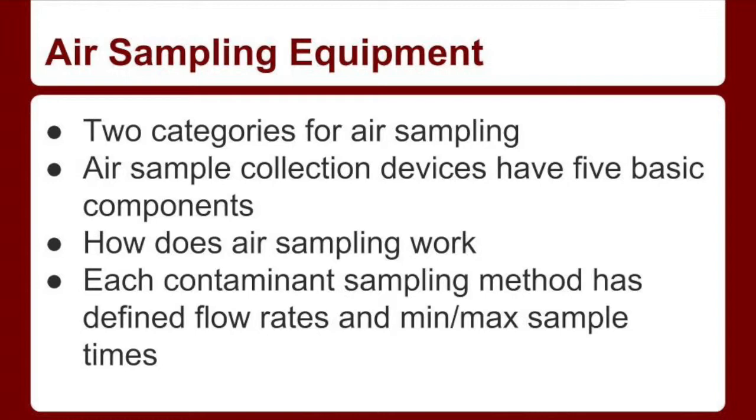Air sample collection devices typically have a sampling train, which is made up of 5 basic components: an air inlet orifice, a collection device, an airflow meter, a flow rate control device, and a suction pump. Each of these play an important role in determining how a sample is collected.